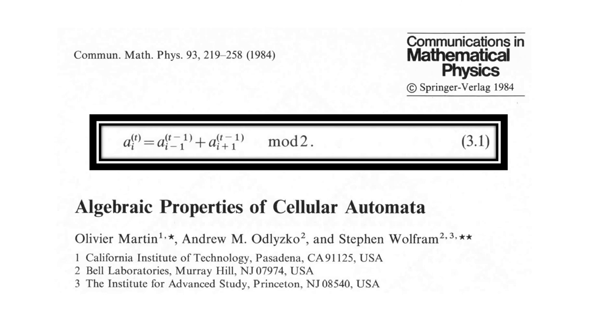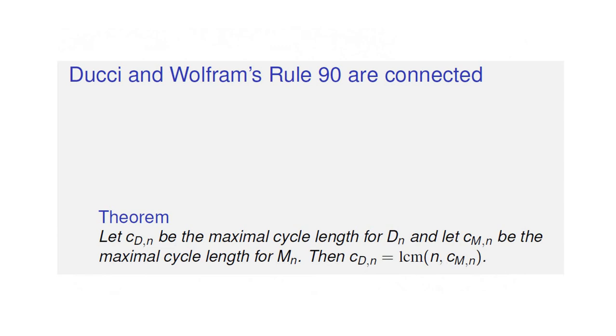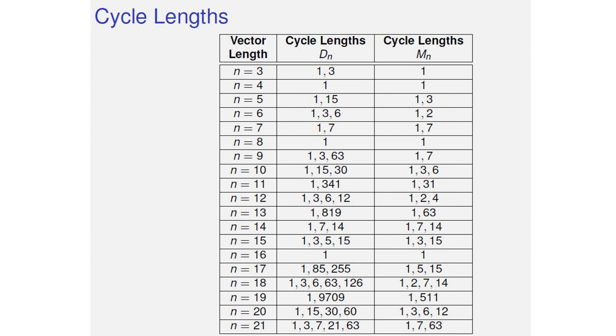And so they had done some work on this, I think back in the 80s. And I don't know how, but we just noticed that the patterns almost look the same. Because we could spit out all those orders, and we could spit it out for Wolfram's also, we found the connection that the order of Ducci is equal to the least common multiple of n and the order of Wolfram's. So there you have it, all the cycle lengths of both of them.